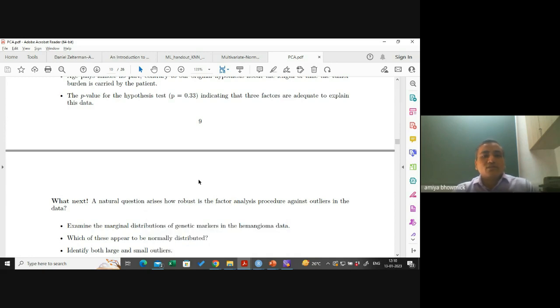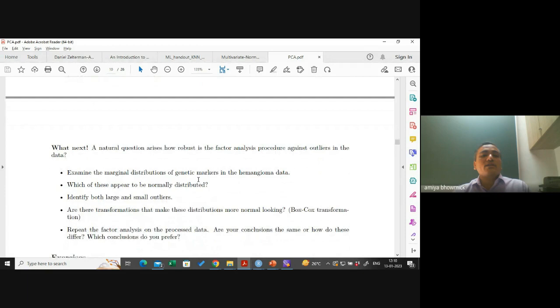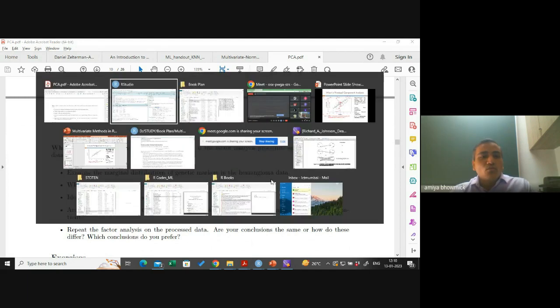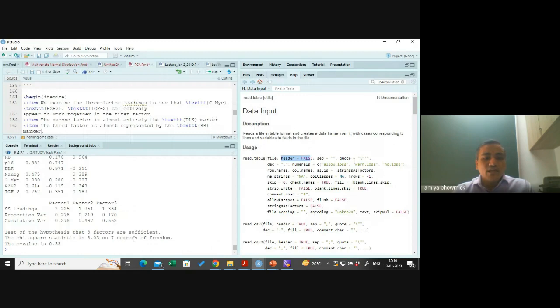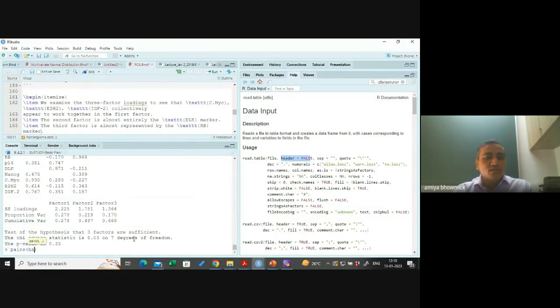So what next? A natural question arises: how robust is the factor analysis procedure against outliers in the data? So the question I have given to you. What you are supposed to do over here is examine the marginal distributions of genetic markers in the hemangioma data. So first thing, automatically you can do that. I think you have already done it. That pairs.